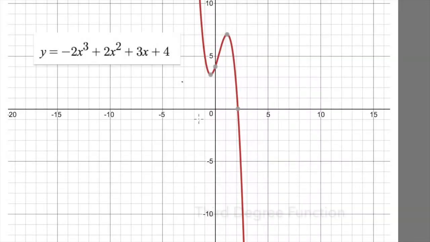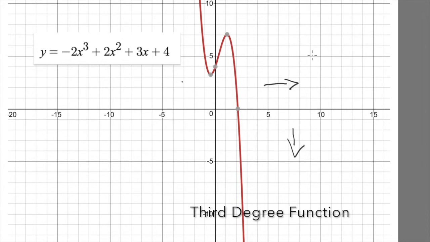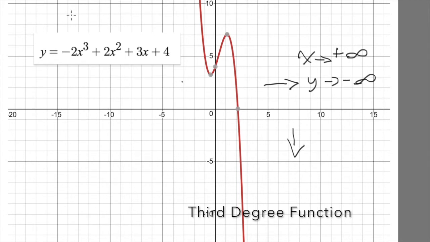Okay, so now we're working on the third degree function, y equals negative 2x cubed plus 2x squared plus 3x plus 4. So for the end behavior of this one, cubic functions will always be like this. As x gets bigger and bigger, y gets smaller and smaller. And then as x gets smaller and smaller, going to negative infinity, y will actually go to positive infinity.